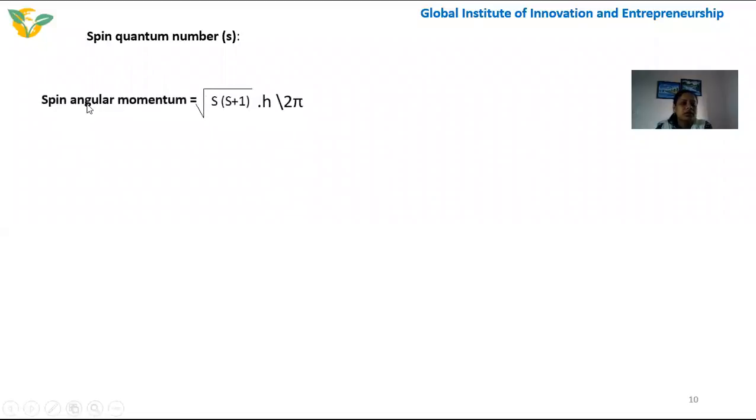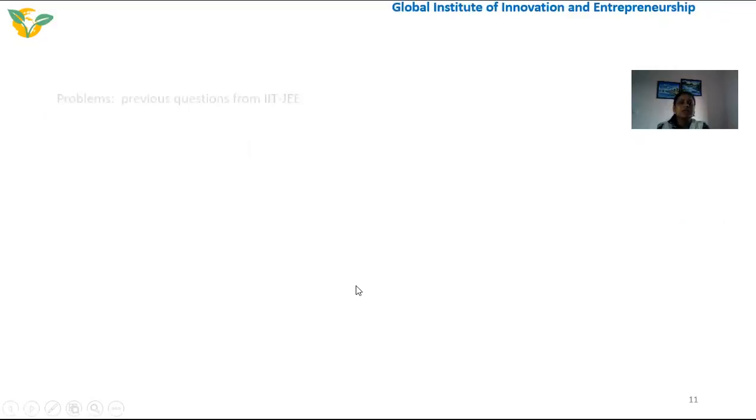We can also calculate the spin angular momentum, and it is given by root over s into s plus 1 into h by 2 pi, and also the total spin of the electrons in the atom is equal to n by 2, where n equals the number of unpaired electrons. So in a nutshell, we can say that the first three quantum numbers give us an idea about the location of the electron, and the fourth one gives us an idea about the spin of the electron.